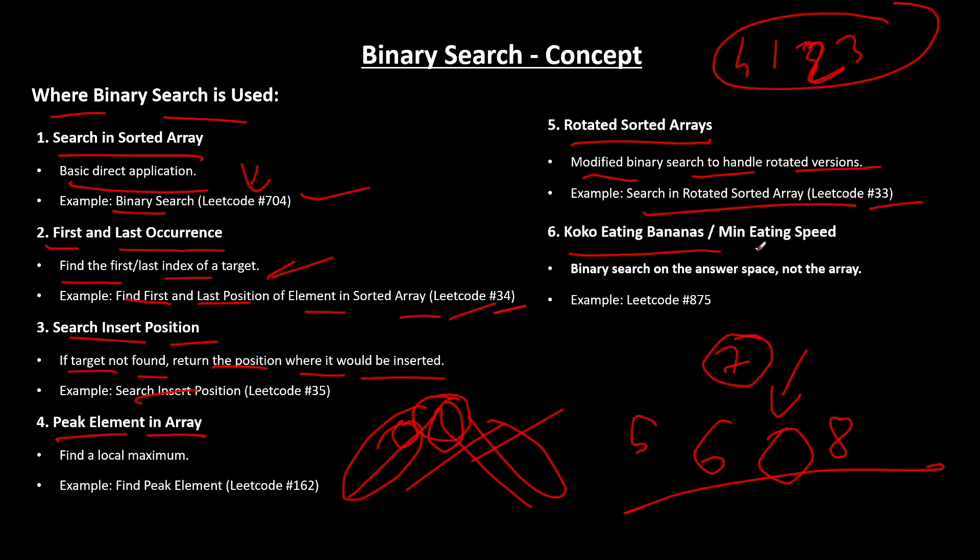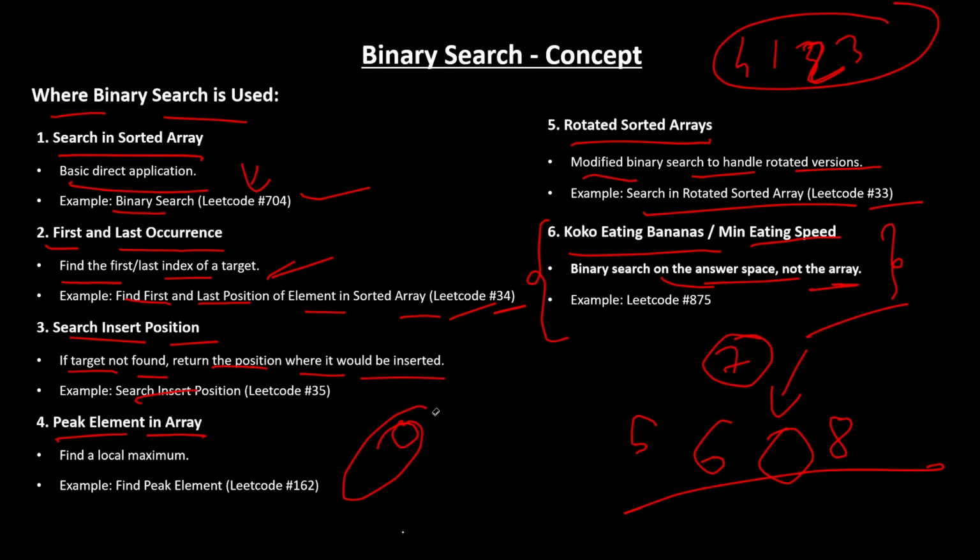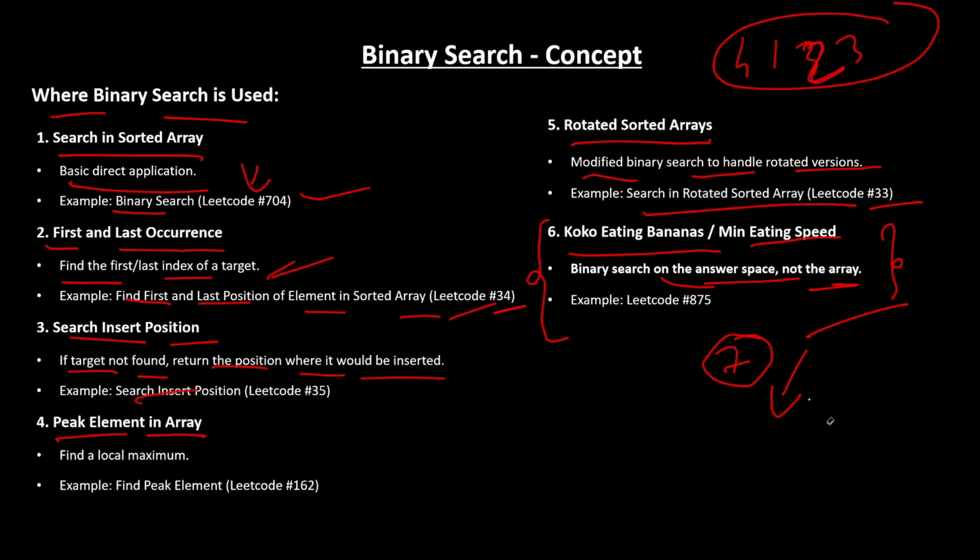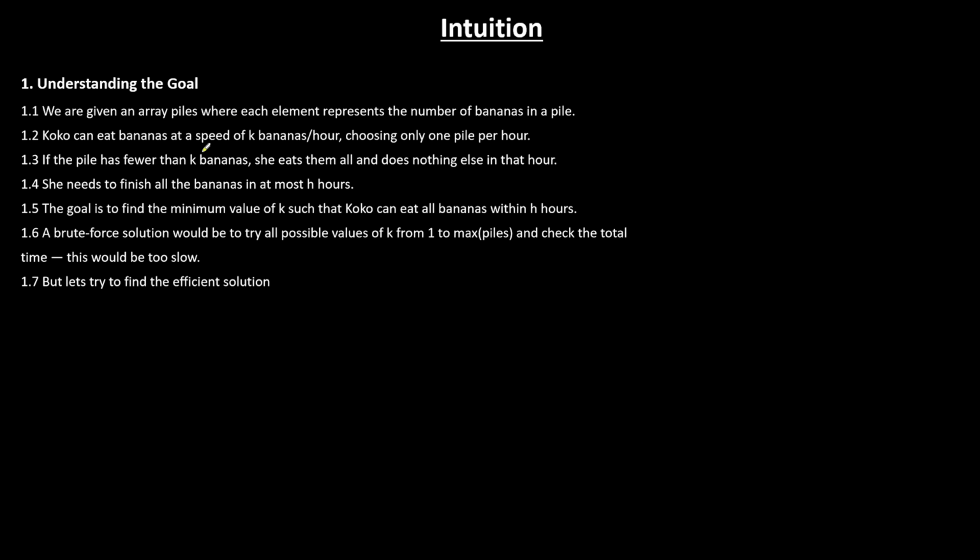Koko eating bananas, or minimum eating speed. This is the most common and most important question to understand binary search on answer, the answer space, not the array. You have to figure out by yourself what could be the range of the binary search rather than depending upon the array. You have to assume that the search space will be n or it would be 6 or whatever, depending upon the answer. Fine, so I hope you understood the binary search concepts. Let's move to the next slide.